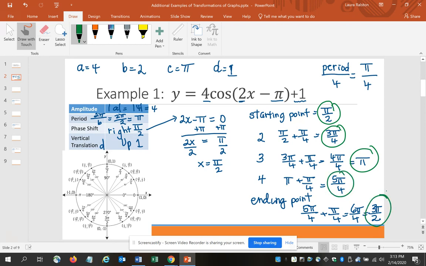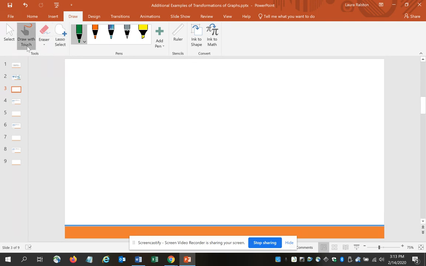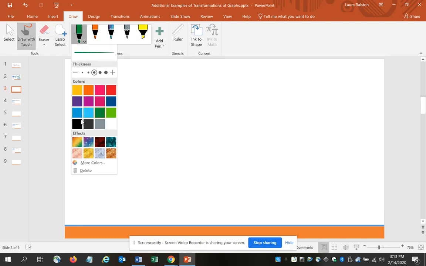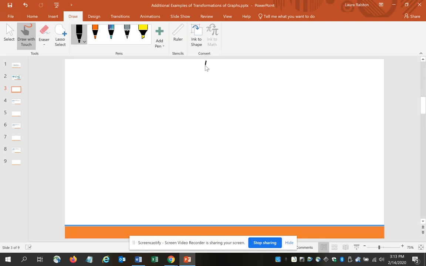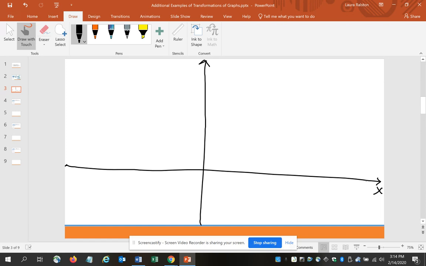Now again, I want to try to show you the original basic cosine curve on the graph so you can see how these numbers and things have affected it. Okay, so on the next slide, I'm going to sketch for you initially the very basic cosine curve. Okay, so I'm going to draw my vertical axis and my horizontal axis. Remember, horizontal is x, vertical is y.